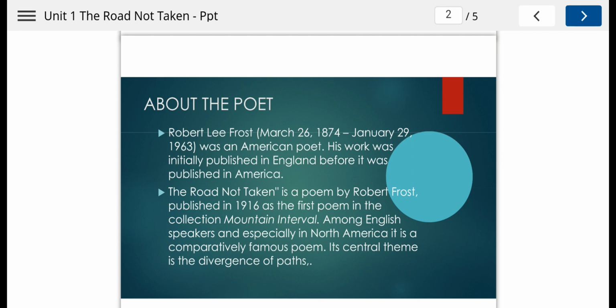The Road Not Taken is a poem by Robert Frost, published in 1916 as the first poem in the collection Mountain Interval. Among English speakers, and especially in North America, it is a comparatively famous poem. Its central theme is divergence of paths. So, this is the central theme, that means the divergence, that is, the separation of paths.